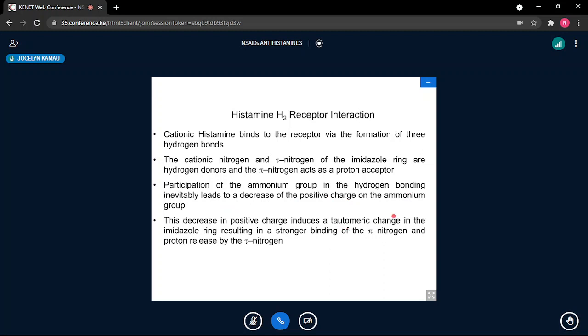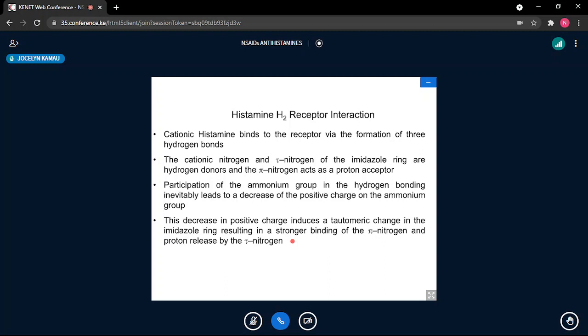The decrease in positive charge induces a tautomeric change in the imidazole, resulting in a stronger binding of the pi nitrogen and proton release by the tele nitrogen. We are only saying that when the ammonium group binds the receptor, it induces some change to make the binding even stronger. The whole explanation is that when the ammonium group binds the receptor, it leads to a conformational change within the molecule, and that makes the histamine molecule bind the receptor more firmly.